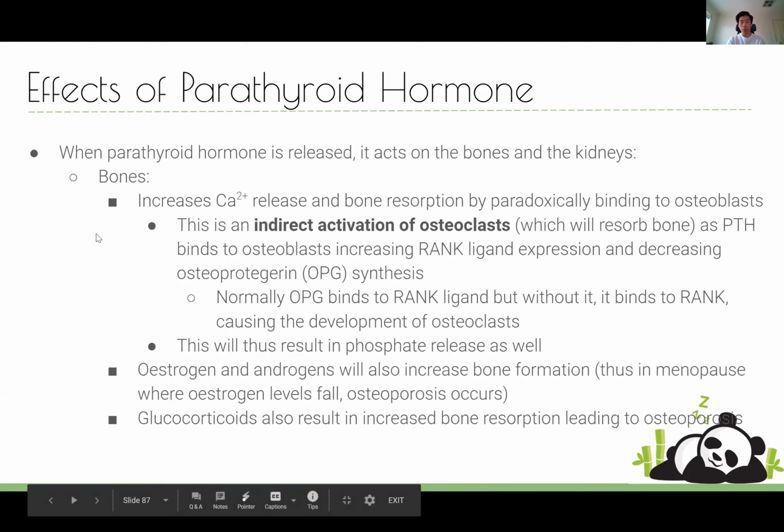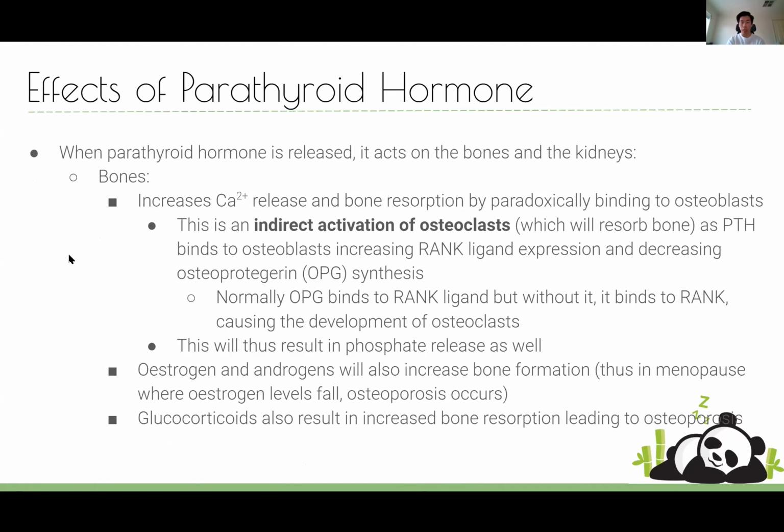So your effects of parathyroid hormone. The primary two things it affects are your bones and your kidneys. In your bones, it increases calcium release and bone resorption. But it doesn't do that by binding to osteoclasts, but rather it binds to your osteoblasts, which are normally the cells that produce bone rather than the ones who destroy bone to begin with.